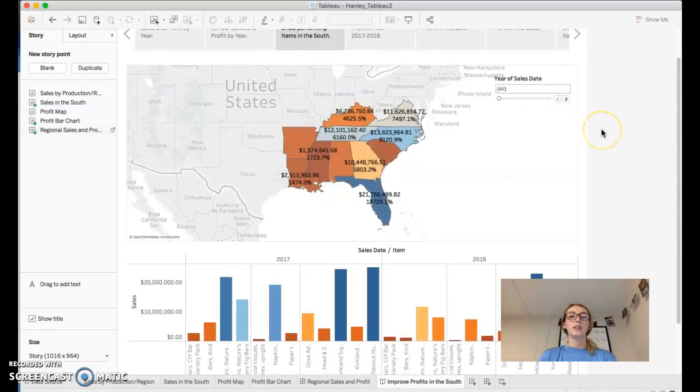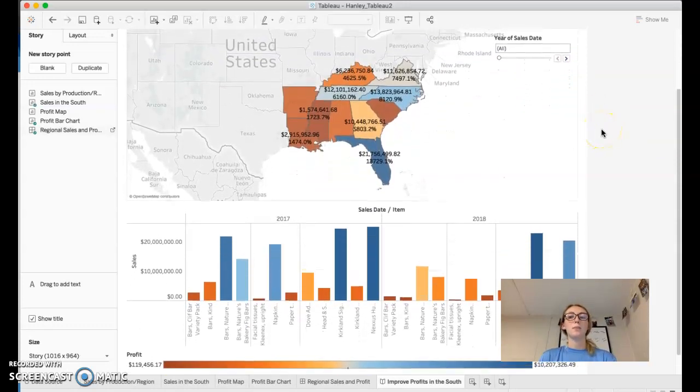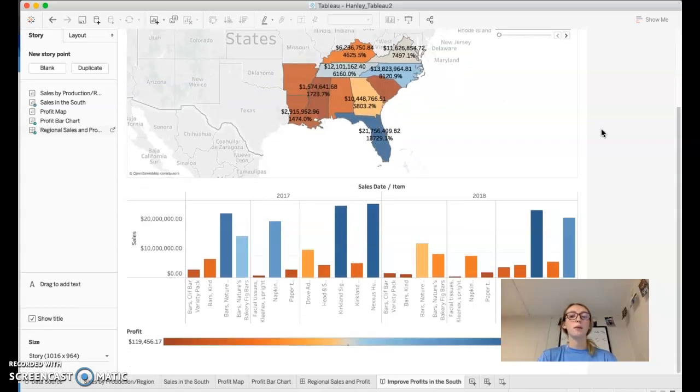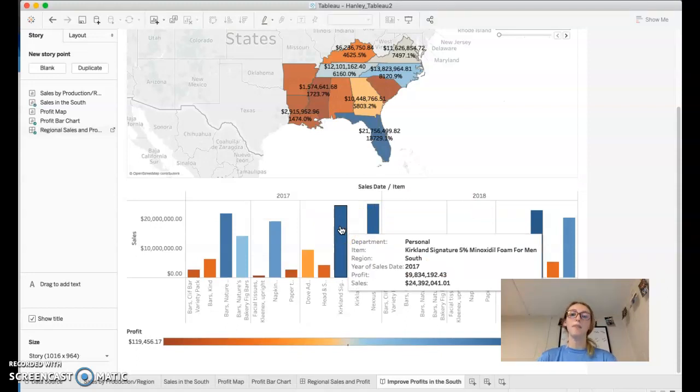The third page is titled Underperforming Sales in the South, which is a makeup of the regional sales and profit dashboard and a year of sales date table in the top right again. This shows the states that are underperforming in sales for the grocery distributor. When you hover over a bar on the bottom graph, you'll be able to see details such as the exact profit it is making, just like that.